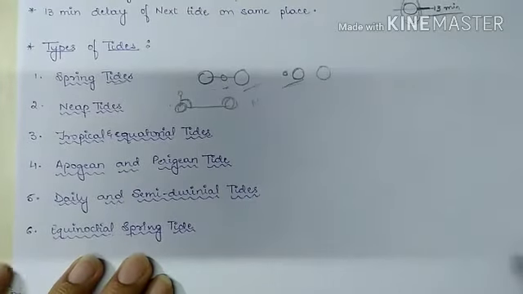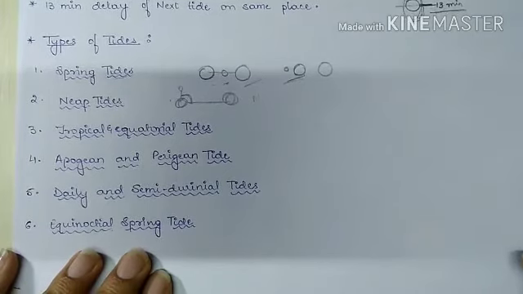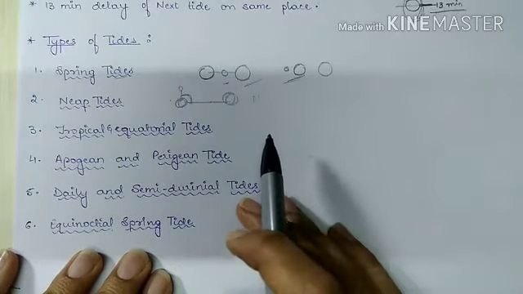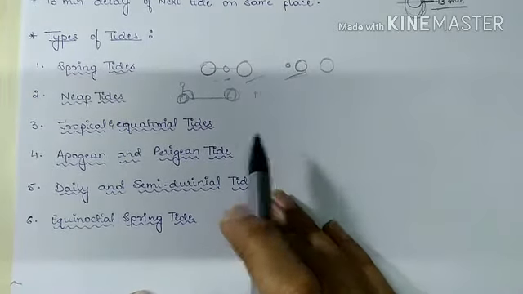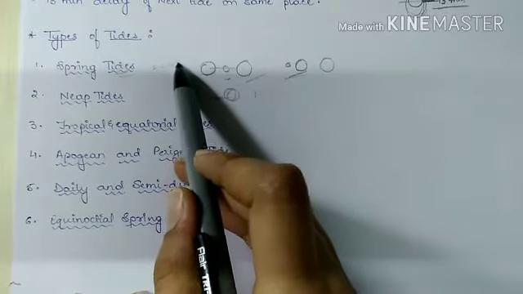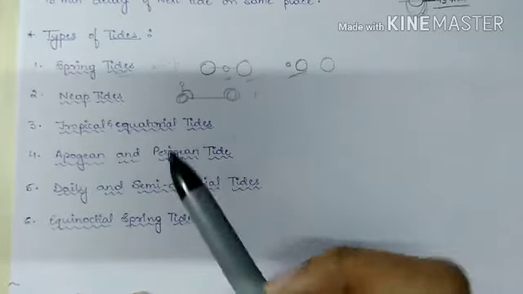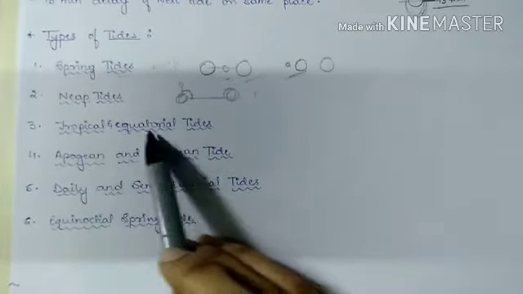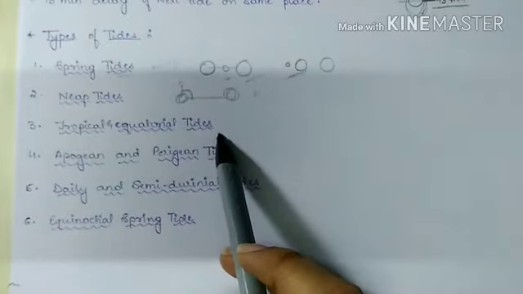Okay, and this height of the neap tide is generally 20% lower than the normal tide, and the spring tide height is 20% higher than the normal tide. Next, we have tropical and equatorial tide. Tropical and equatorial tide.